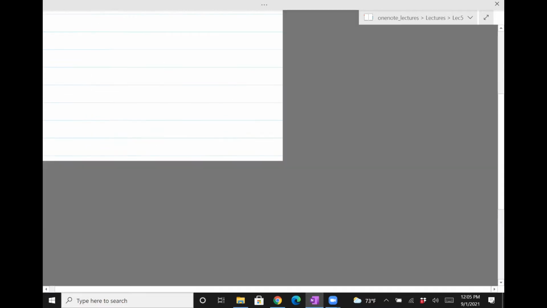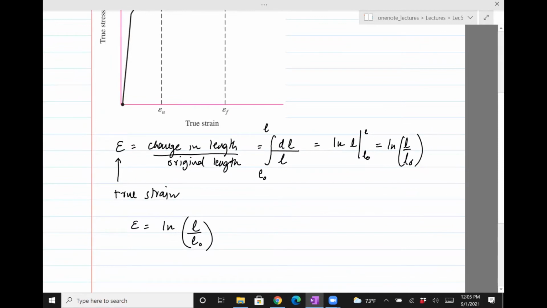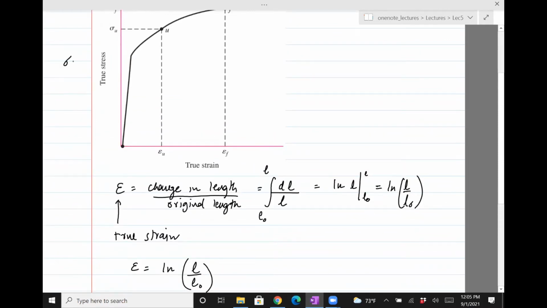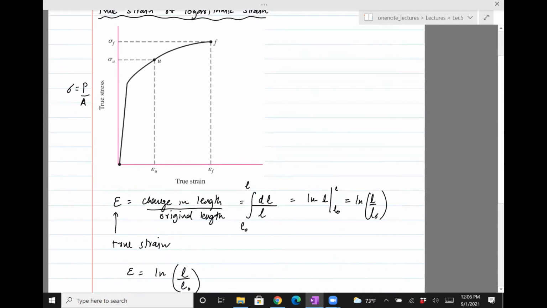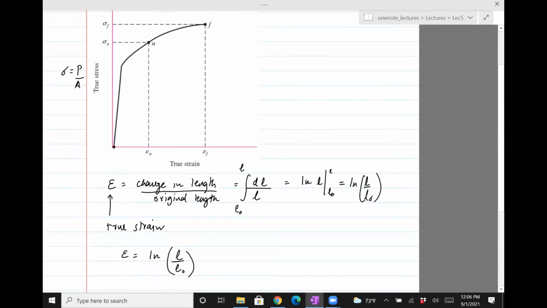On the top, what you see is a plot of the true stress. The true stress is the same as the original one. It's basically force divided by the cross-sectional area. And on the x-axis, you see the true strain, which is now the log of the length divided by the original length. You might say that looks very similar to the previous plot. However, there are differences. One major difference is that U and F are at different locations for true strain.